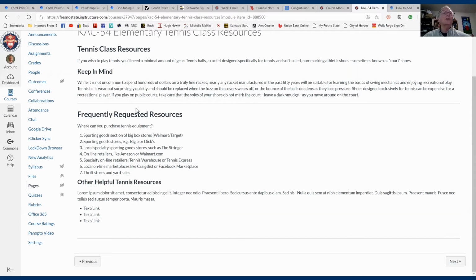The resources that I listed underneath that are some places for the individuals who may not know where you can get tennis rackets. There are certainly specialty shops, but since most of the students haven't really made up their mind whether they're going to do tennis seriously or not, I thought it wise to have some low-cost alternatives to purchasing brand new tennis gear, including the use of online marketplaces like Craigslist or Facebook Marketplace, and also thrift stores and yard sales, which frequently have tennis gear available at very, very low cost.